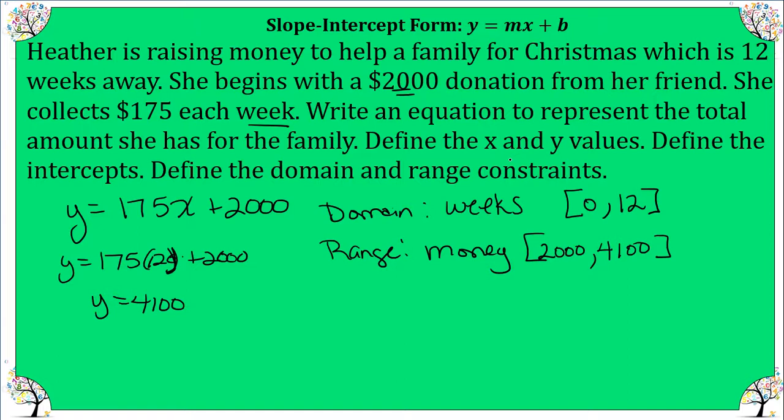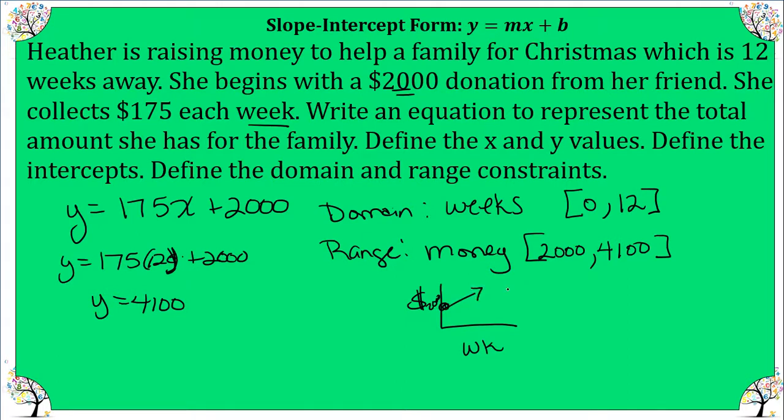The x-intercept, if we were asked to define the intercepts, so if we were to graph this, this is going to be weeks, and this is going to be the money. So the x-intercept is going to be where we really don't have any, because at 0, we don't start with no money. At 0 weeks, we have, let's say, $2,000. Okay, so there's not going to be an x-intercept for this situation. The y-intercept is going to be the original amount that she starts with.